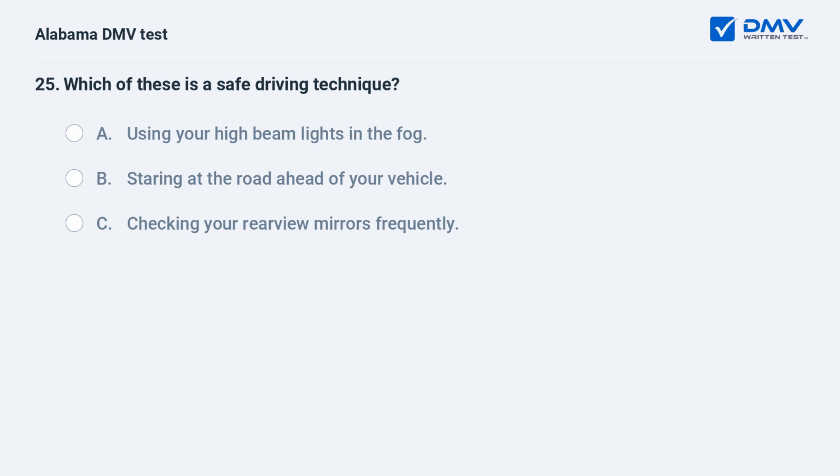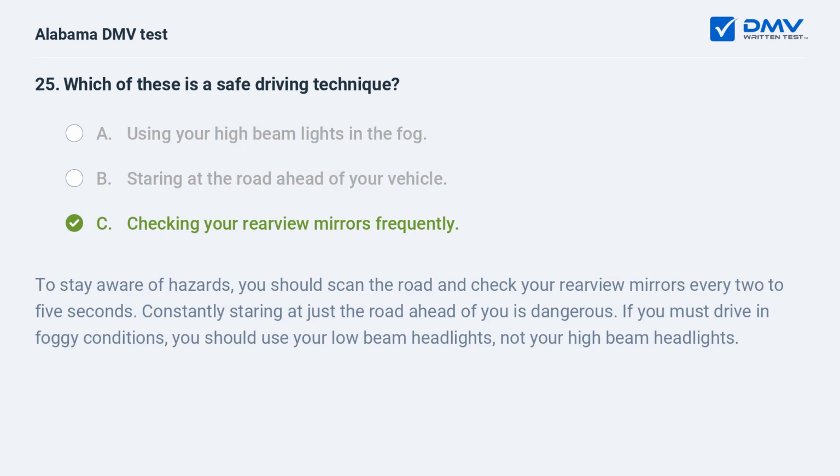Which of these is a safe driving technique? A. Using your high beam lights in the fog, B. Staring at the road ahead of your vehicle, C. Checking your rearview mirrors frequently. C. Checking your rearview mirrors frequently.